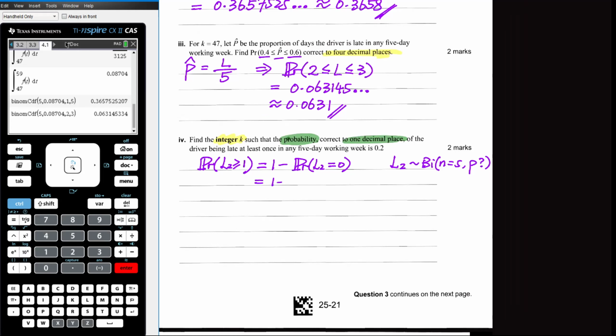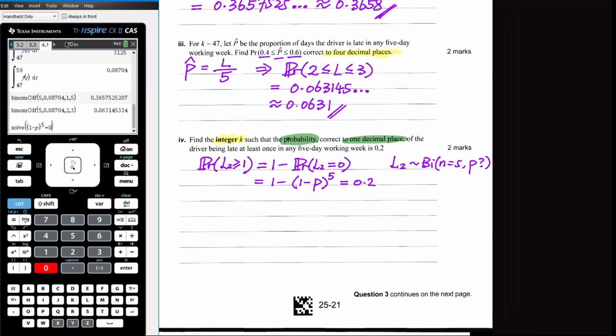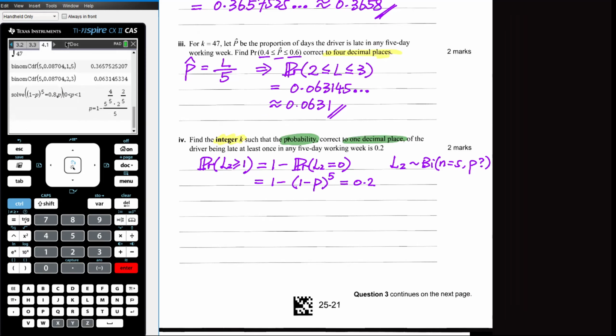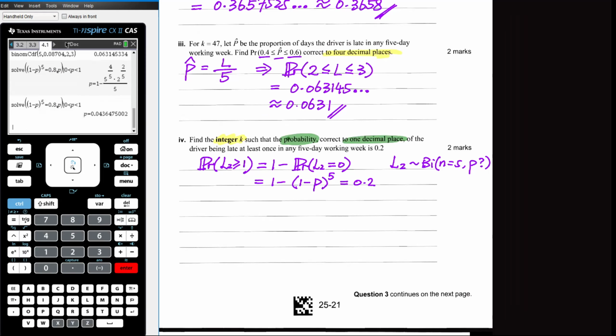So what I'll do is 1 minus, let's say, none of the days being late. So it's 1 minus p to the power of 5. 5 choose 0, that's 1. p to the power of 0 is 1. And we want this one to be 0.2. We can solve that equation. Actually, it's just 1 minus p to the power of 5 equals 0.8 for p. Notice this p is between 0 and 1, I suppose. So you should get that value.